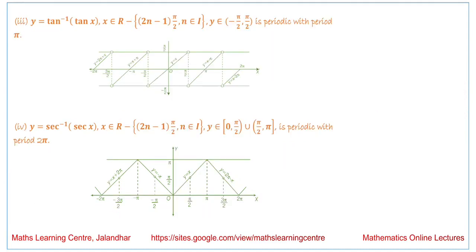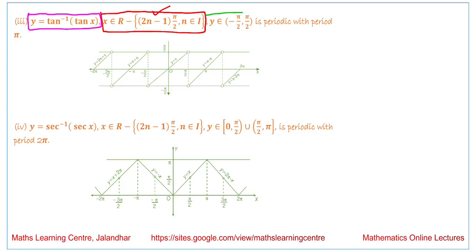The next we have is y is equal to tan inverse of tan x, and the values of x belong to R minus odd multiples of pi by 2. That is, from R we have removed all these points, and the values of y lie between minus pi by 2 to pi by 2, open interval. We have to see that it is periodic with period pi.